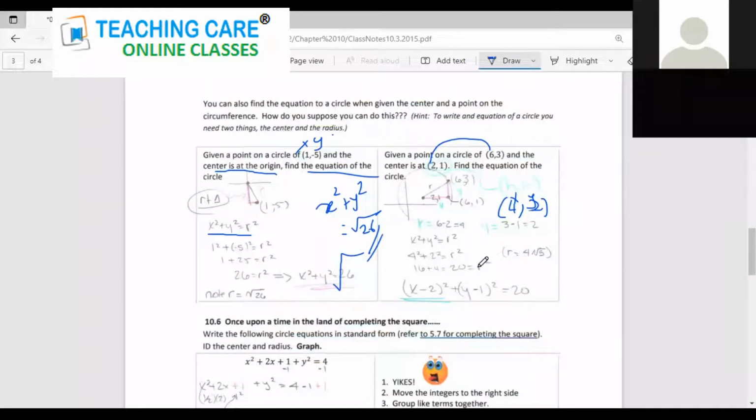Then from that they are finding the r value, and it is the square root of (x minus h) squared plus (y minus k) squared. h is nothing but 2 because that's the center, and k is nothing but 1. So that's why r equals the square root of 28. Understood?